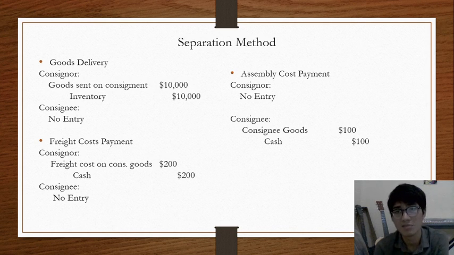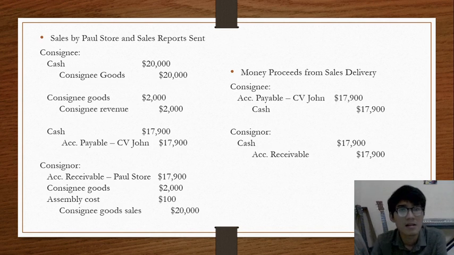And in assembly cost payment, there is no journal entry for the consignor, and for the consignee we put consignee goods on debit $100 and cash on credit $100. Sales by Polestar and sales report sent. For the consignee we put cash on debit $20,000, consignee goods on credit $20,000.